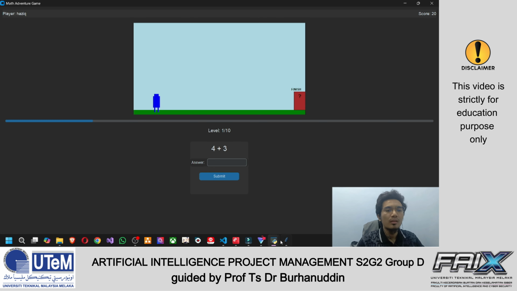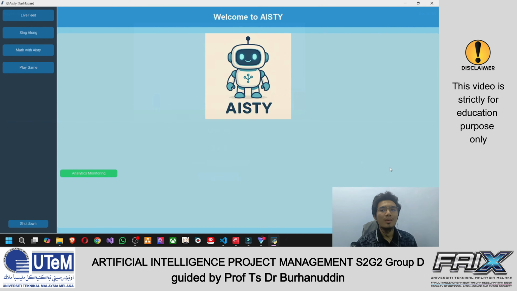From this, the background camera will always be functioning. So that is why the limitation of the system is that it needs higher-powered computers. Imagine that this is running for many people. So that is basically it for me. This is AIsty. Thank you.